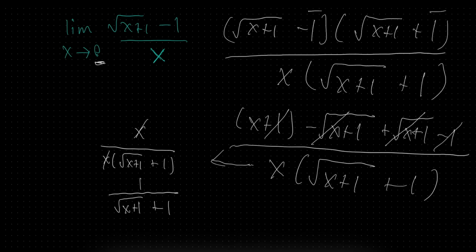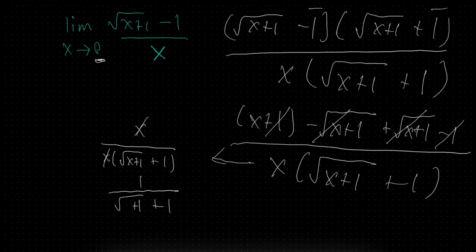So let's sub that in. Let's plug in 0. 0 plus 1 is going to be 1. The square root of 1 is also going to be 1. 1 plus 1 is going to be 2. So the limit as x approaches 0 of this expression over here is going to equal 1/2.